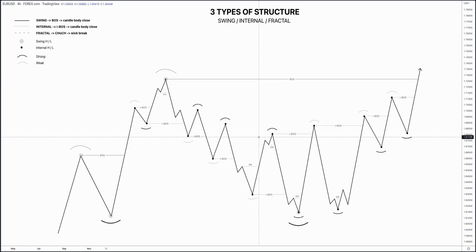I would still recommend watching this a few times, but in the next lessons now, we're going to break these down individually, right? We're going to look at fractal on its own, we're going to look at swing on its own, and then we're going to look at internal on its own, and then we're going to slowly bring them together. And you'll really see how the pieces of the puzzle become super, super powerful in the live market. Okay, so please watch this as many times as you need, and eventually the penny will drop.